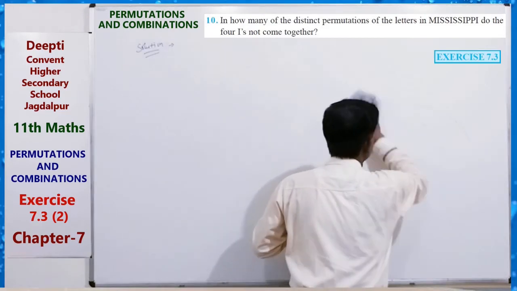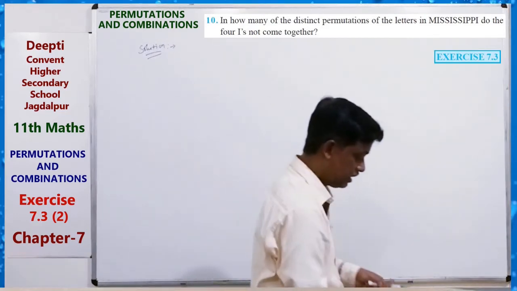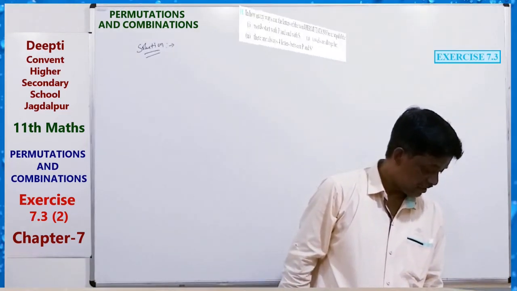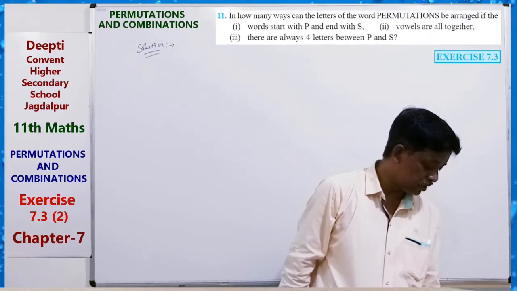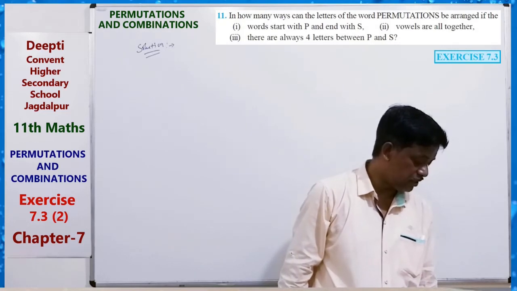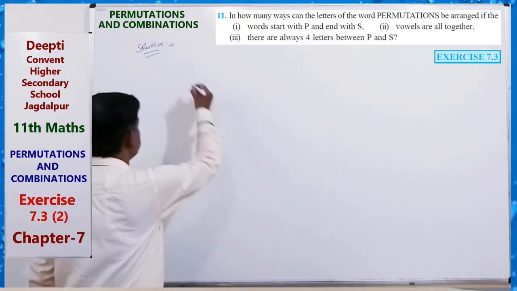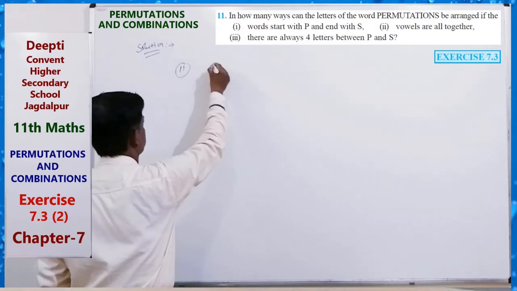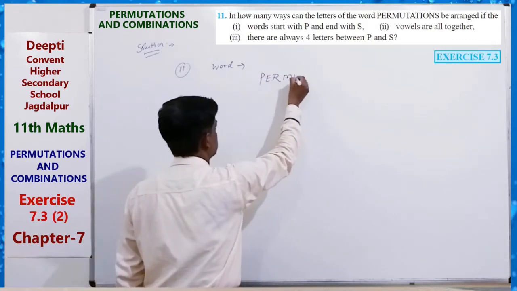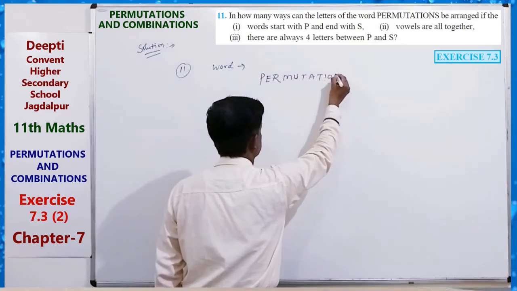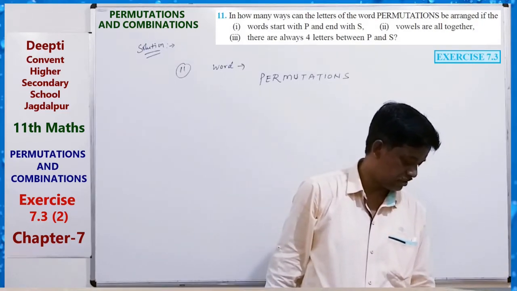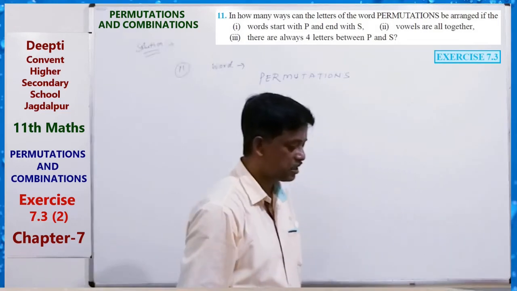And one question remains. Question 11: In how many ways can the letters of the word PERMUTATIONS be arranged if the word starts with P and ends with S? First, 11. The word is permutations, no? Permutations be arranged if the word starts with P and ends with S.